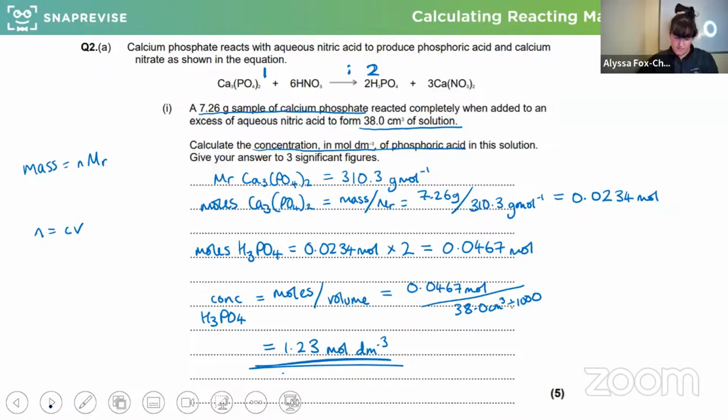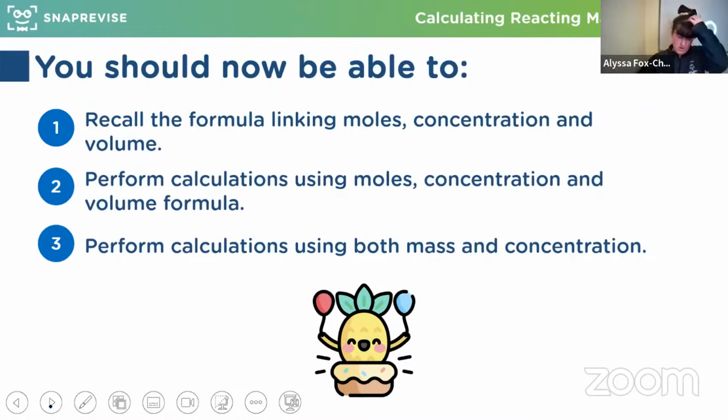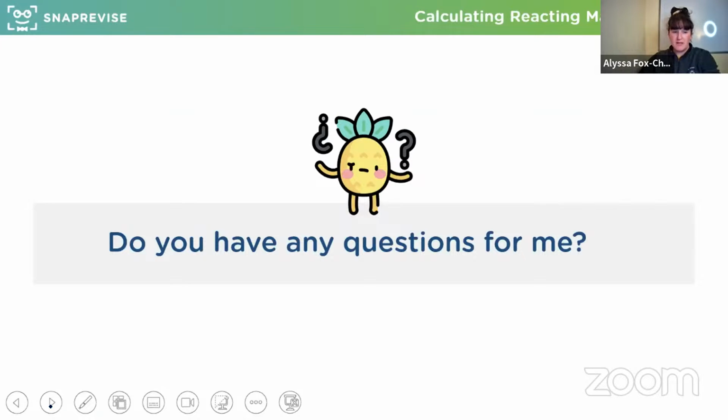Okay, so we should be able to recall the formula linking moles, concentration and volume, n equals cV, perform calculations using moles, concentration and volume, and perform calculations using mass and concentration as well. Our mass equation being mass equals n Mr. Mass equals moles times molar mass. Before we disappear, does anyone have any questions?